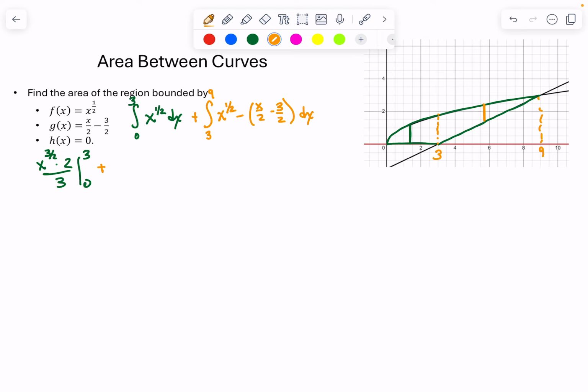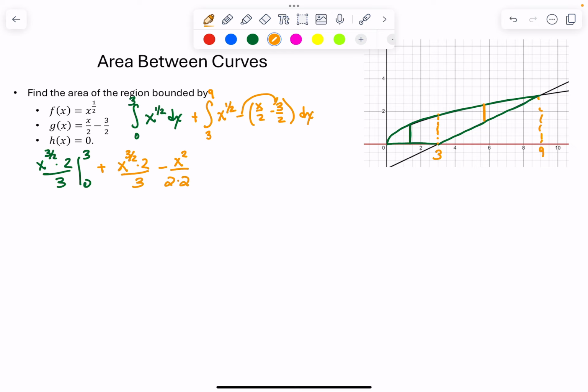I'm going to do the same thing and find this antiderivative. So x to the 1/2, I'm going to add 1 to my exponent and divide by that exponent, which is the same as multiplying by its reciprocal. Then I'm going to have minus, well, I'm going to add 1 to this, and I still have that 2. It was x divided by 2, and I'm also going to divide by my exponent. So 2 times 2 is in the denominator.